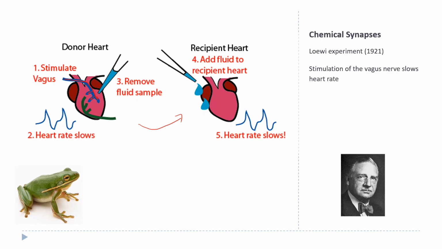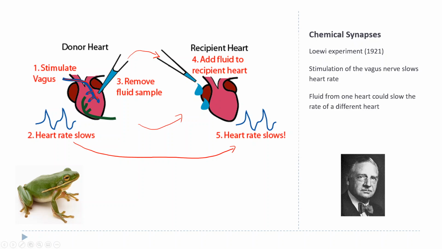And importantly, the heart will beat on its own without any input from the vagus nerve. The vagus nerve comes from the brain, but all it does is control heart rate. It doesn't actually cause the heart to beat. So the heart will beat on its own with no nerve attached at all. But when Loewi did this with the nerve removed and took that fluid that he'd gotten from the first heart and applied it to the second heart, he got the exact same result. So the heart rate slowed even though there was no nerve attached.